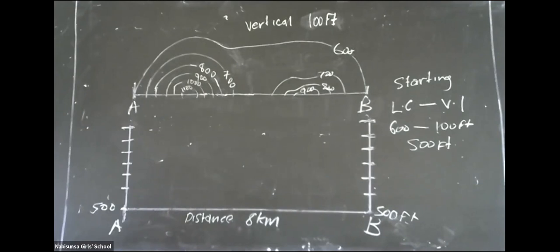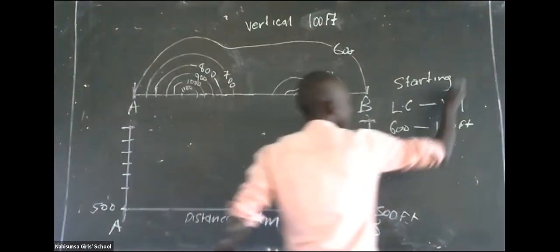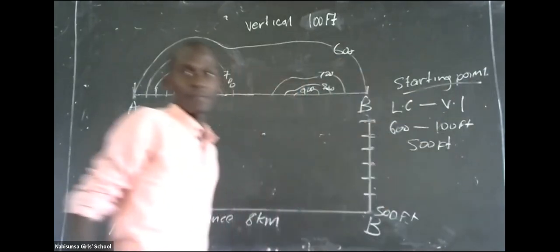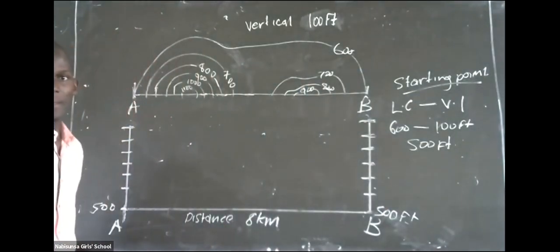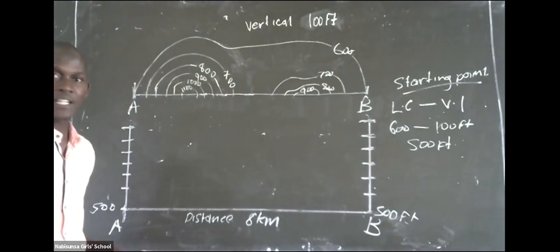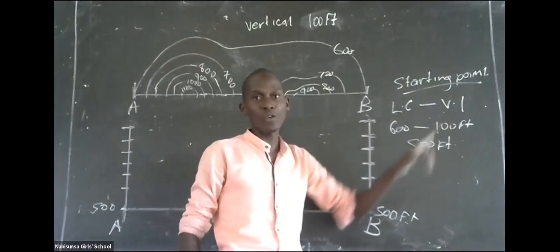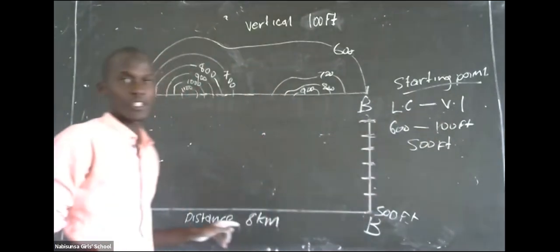So this is the starting point. Are we clear? All of us, we are clear with the starting point. LC means lowest contour minus vertical interval. Then we proceed.